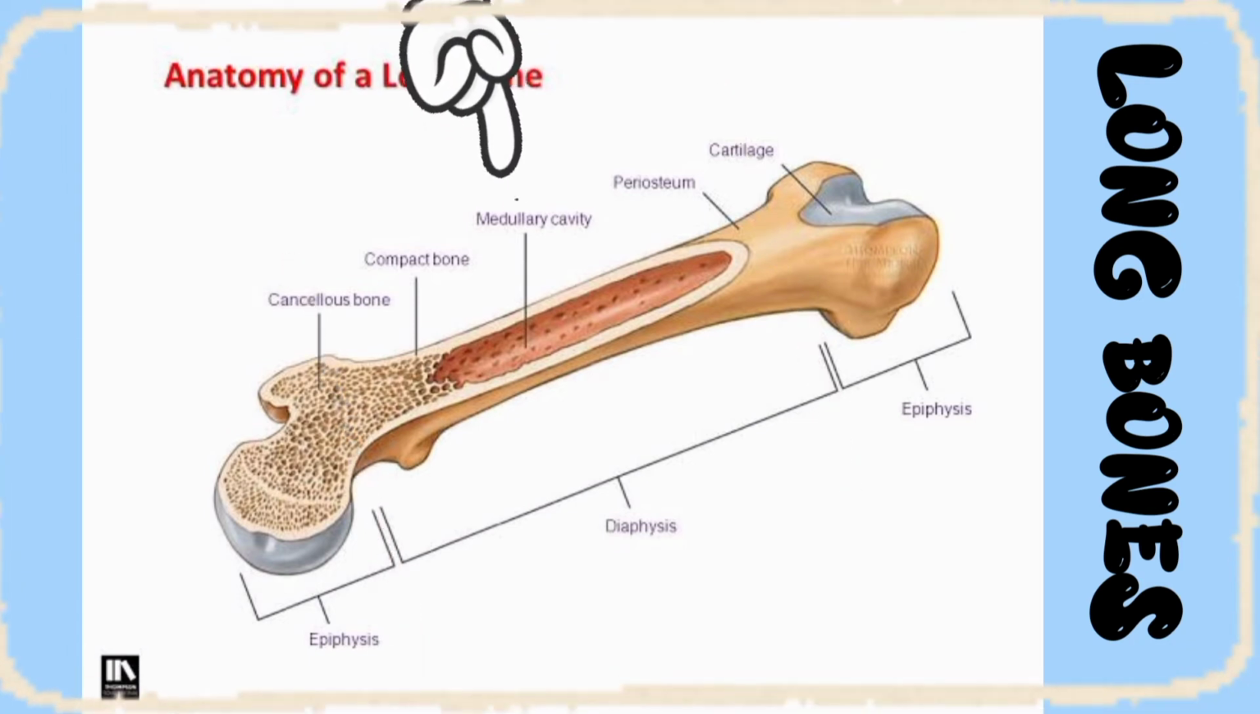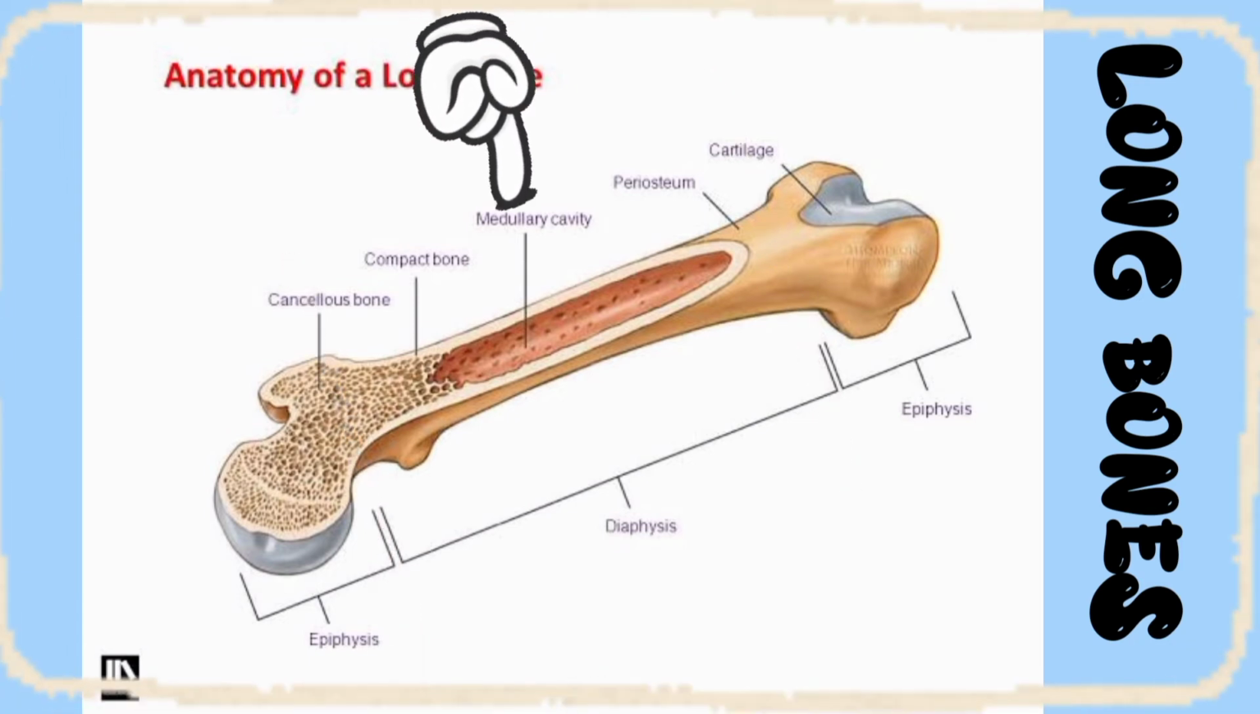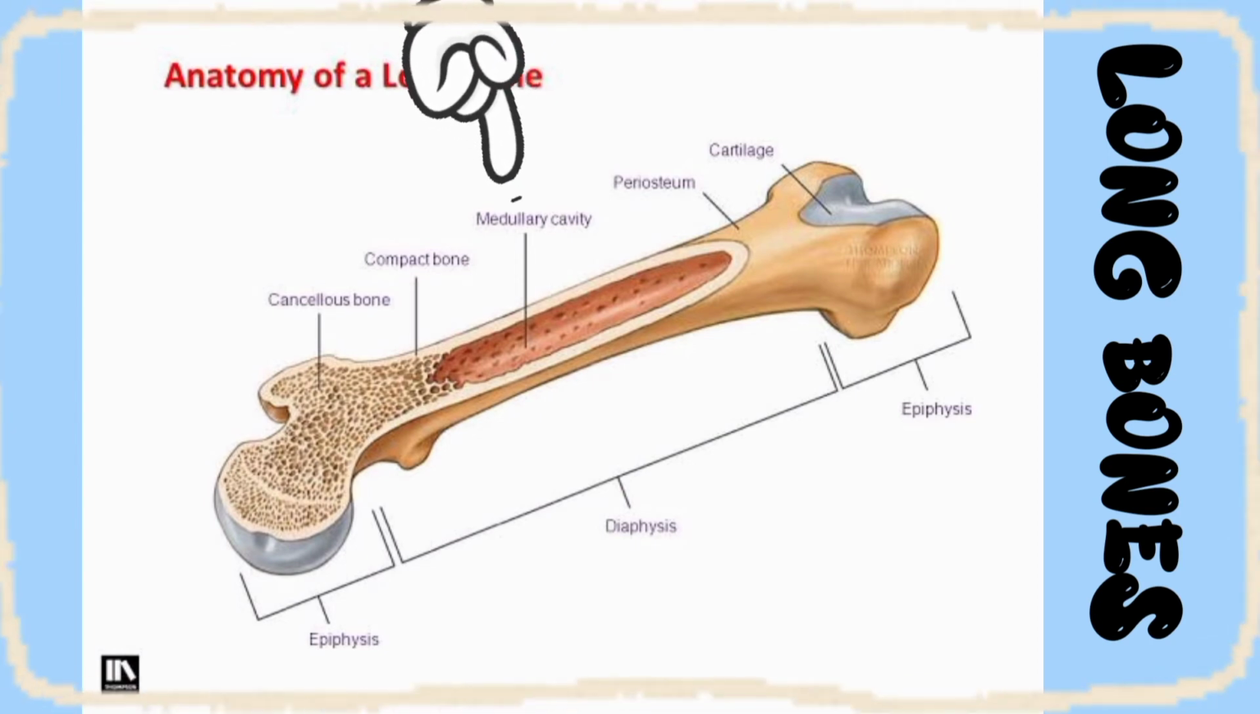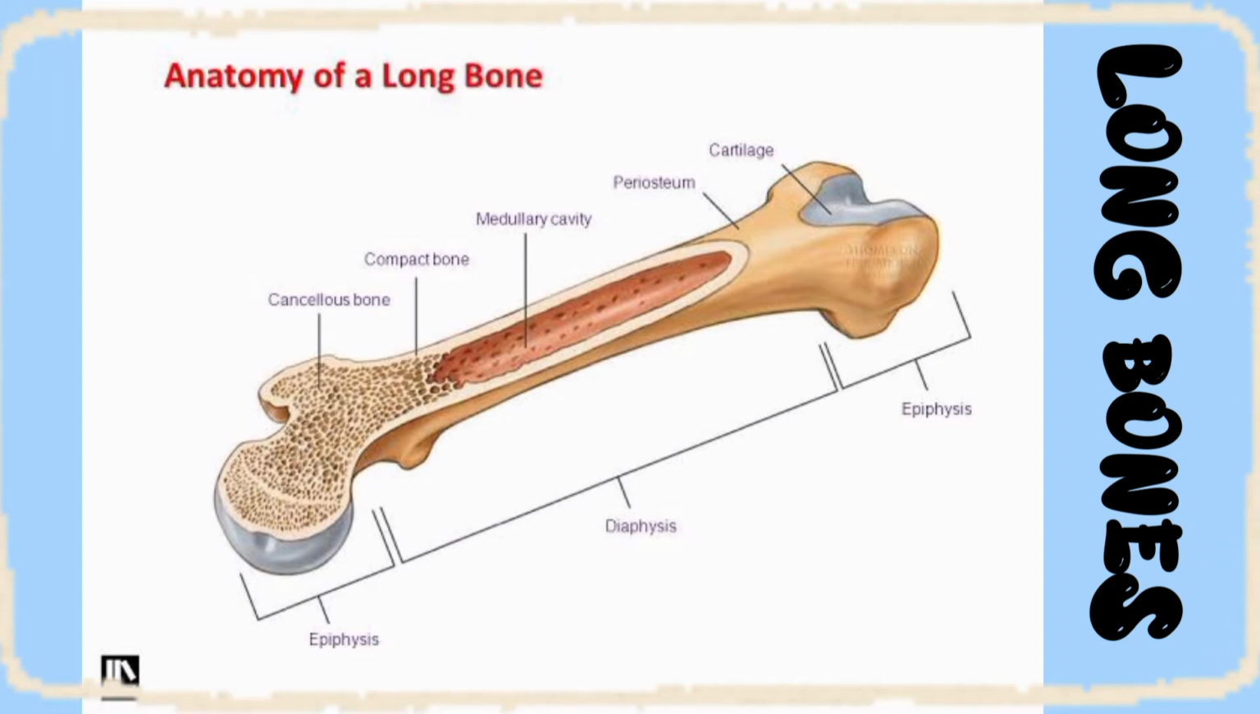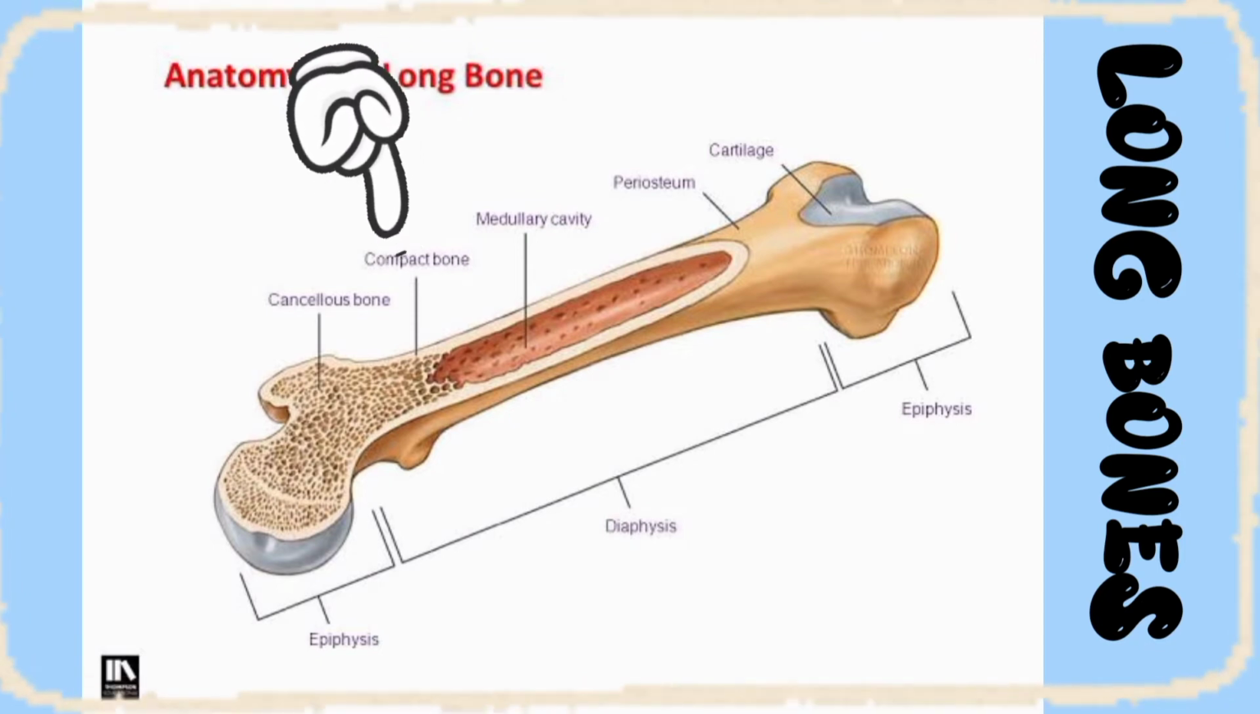You can see in the diaphysis area there is a medullary cavity. The medullary cavity contains the bone marrow of the bone. The medullary cavity is lined with the compact bone. The compact bone is hard in nature, as I told you previously.